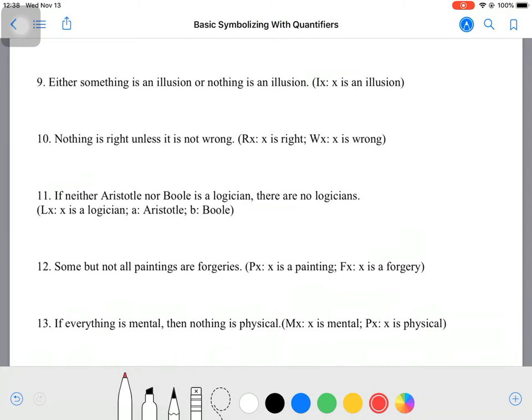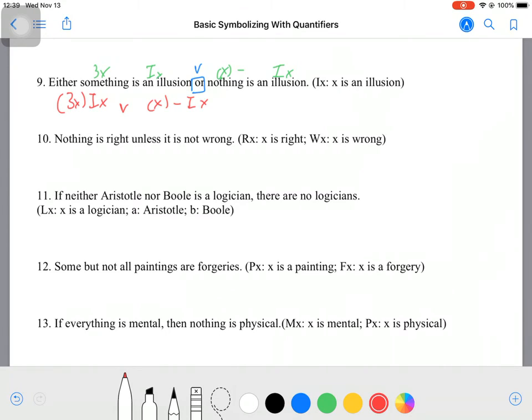So now we're getting to ones that are a little bit more complex. So either something is an illusion or nothing is an illusion. So notice that we have an operator here. It's going to be a wedge. So let's do the pieces. If we were to write something is an illusion, well, we have illusions. Something, there exists an x. Nothing, for all of x, it is not the case that. And then once we do those pieces individually, we'll be able to wedge them together with a disjunct. So something is an illusion: there exists an x such that x is an illusion. Nothing is an illusion: for all of x, x is not an illusion. And then we just put a disjunct in between those two pieces.